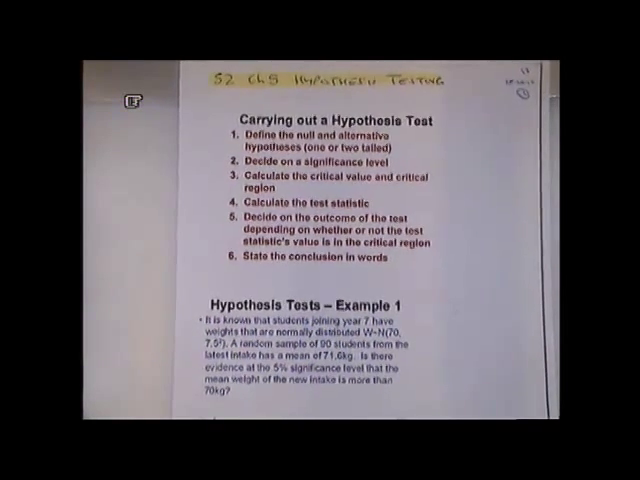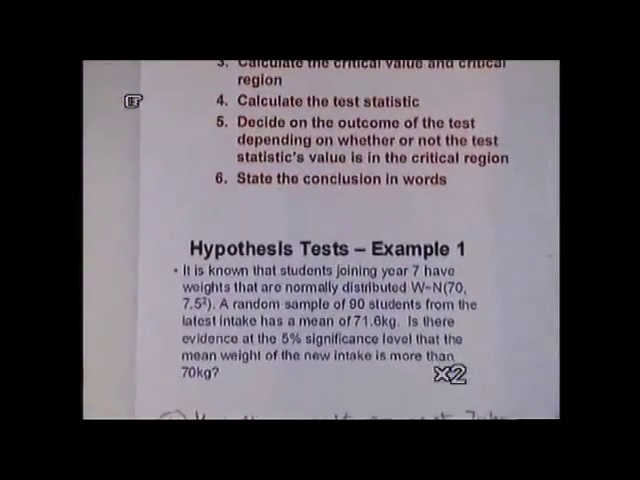Example 1 says, it's known that students joining year 7 have weights that are normally distributed with a mean of 70 and a standard deviation of 7.5. This is where you think, well, how's it known? It's known because the great god of statistics has told the person who set the question. In real life, it wouldn't be known, but you just have to accept for now and get on with the question.